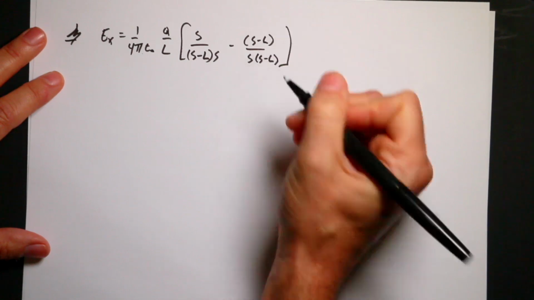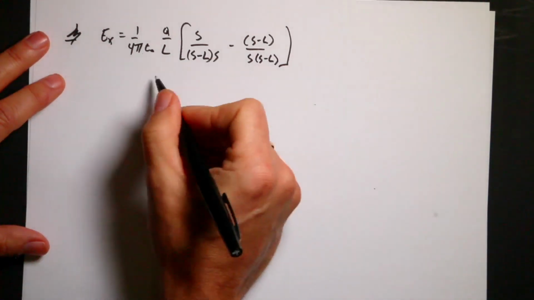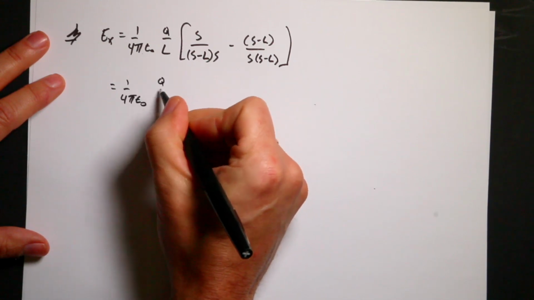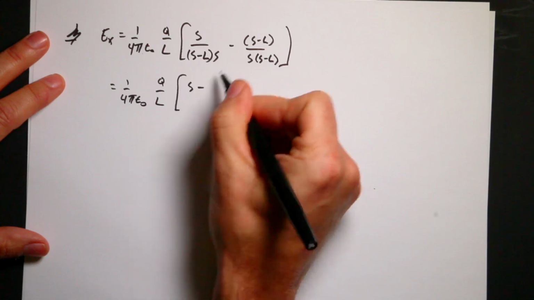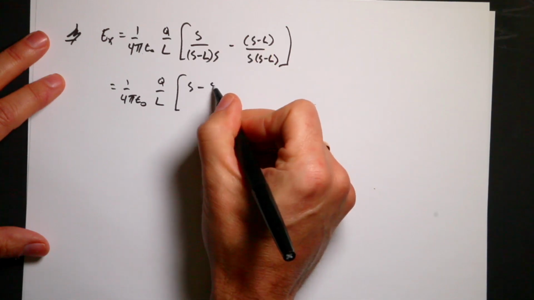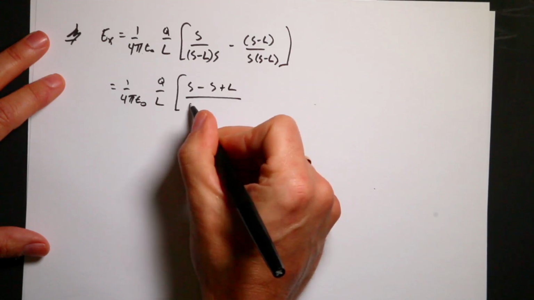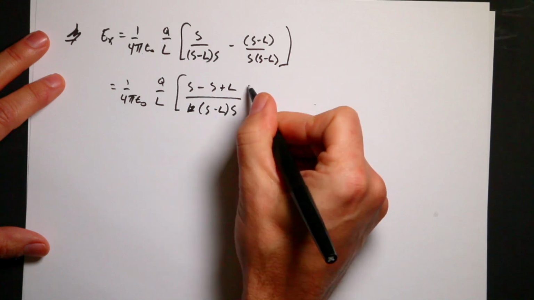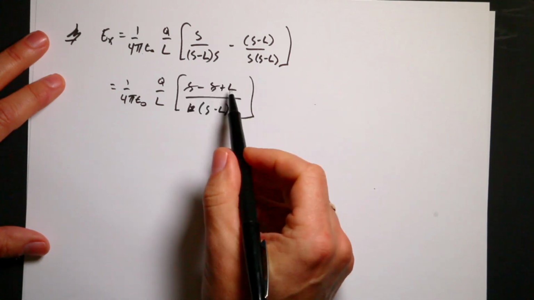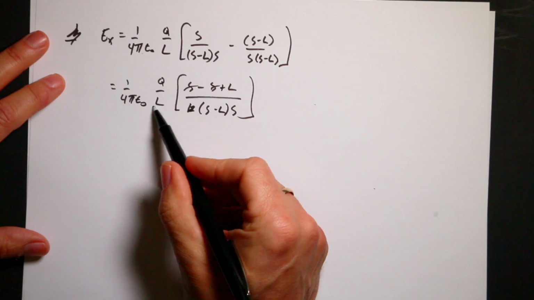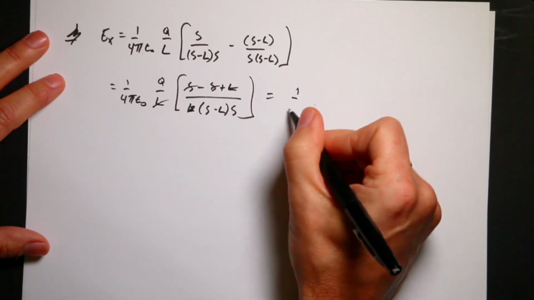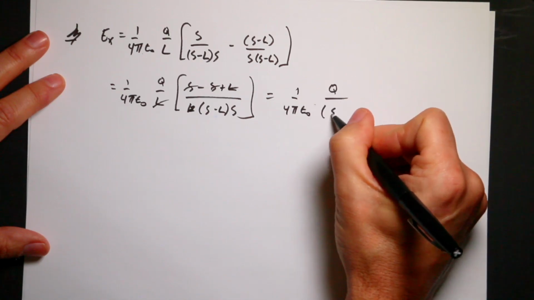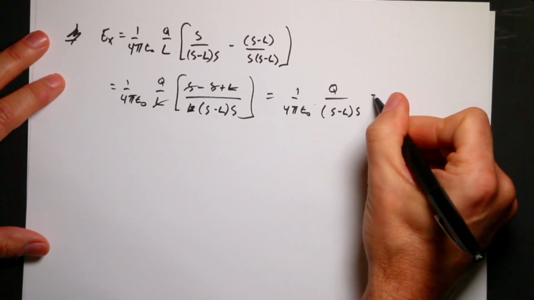See, I got a common denominator. You don't have to do this, but it's useful. So this is going to be equal to 1 over 4 pi epsilon naught Q over L, times S minus... now I have a minus S and then a plus L, all of that over L. No, it's S minus L times S. And these cancel. Then I have L over this, but then there's an L right there. So now I get 1 over 4 pi epsilon naught Q over S minus L times S. And that's EX.